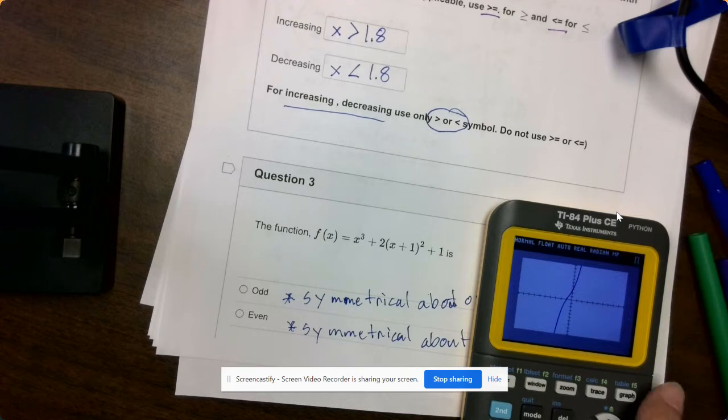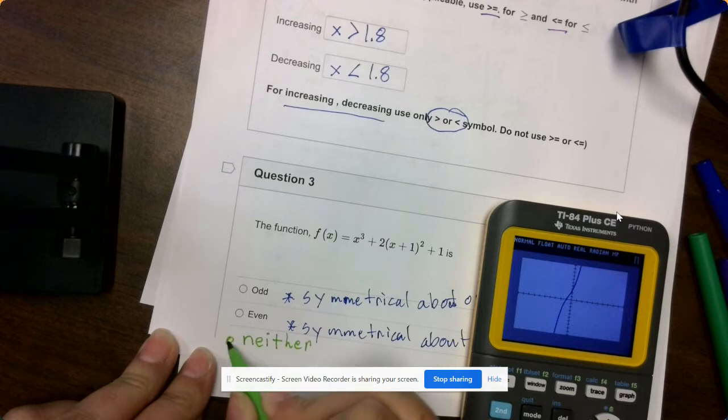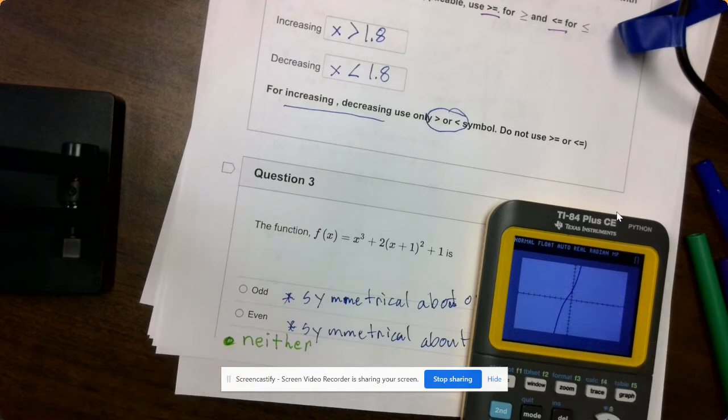So everybody, it's by the graph. So this one, everybody, would be neither. You see how it's a little wider right here. It's wider on this part and then this part up here. So it's neither.